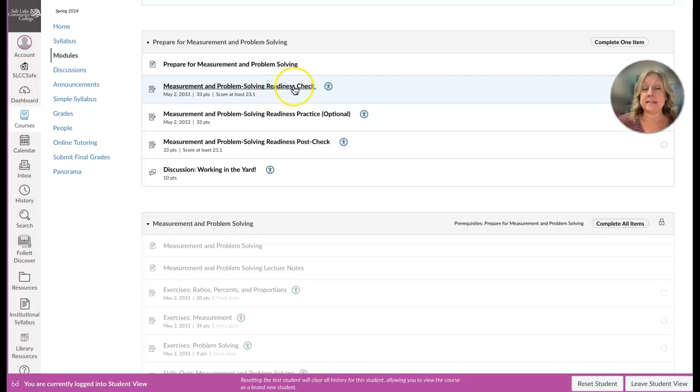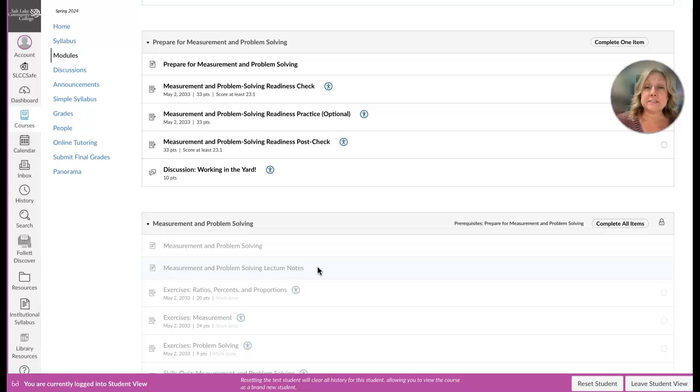All right, so you'll take the readiness check, and if you pass it with 70% or better, then this next unit, the measurement and problem solving, will unlock for you so that you can do the assignments there. If you get below 70% on the readiness check, then go ahead and work through these examples, these problems, to make sure that you're ready, and then take that post check. And so if you get a 70% either on the post check or that first readiness check, the next part will open up for you.